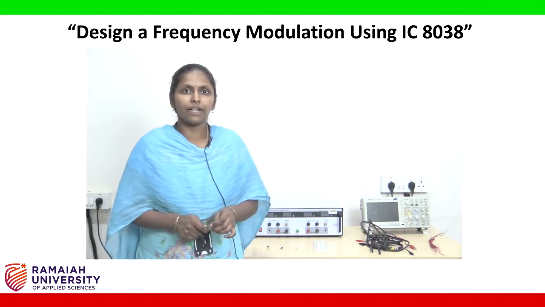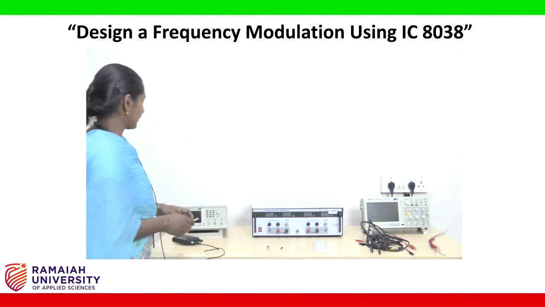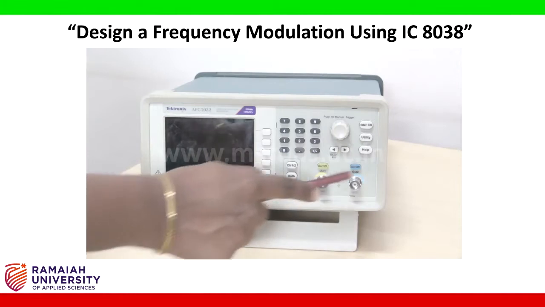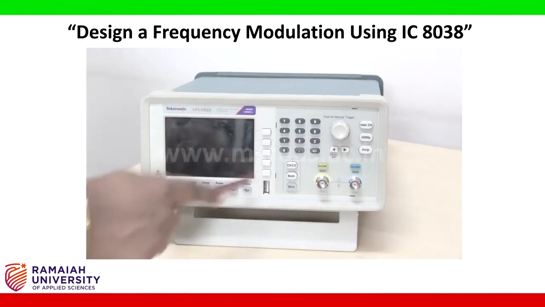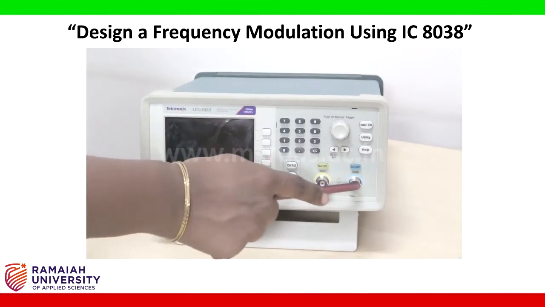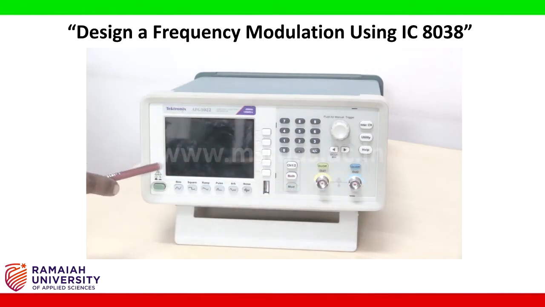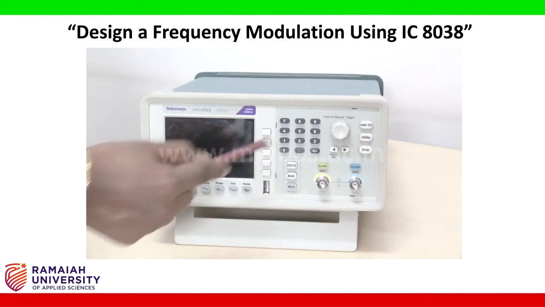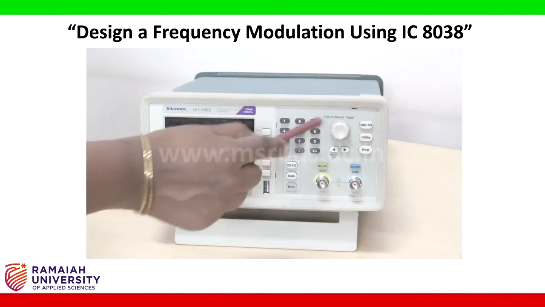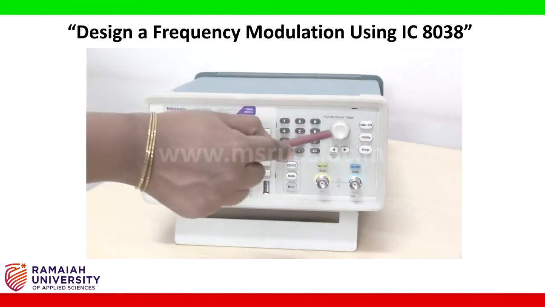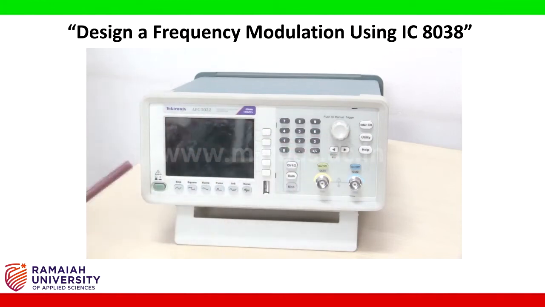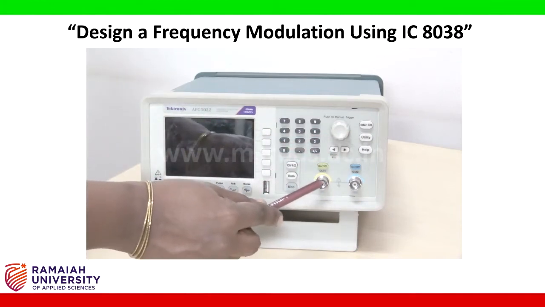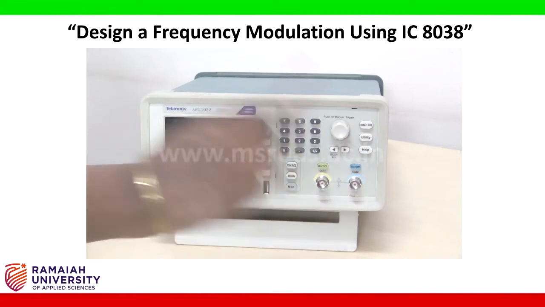The apparatus required for this experiment are function generator. It has 2 channels. The display can show at a time either this channel or this channel. It can generate sine wave, square wave and so many other waveforms. This is the switch on switch off button and the display values can be entered using this keypad. This knob can be used to turn wherever the numbers are needed. Channel 1 output is from here, channel 2 output is from here.